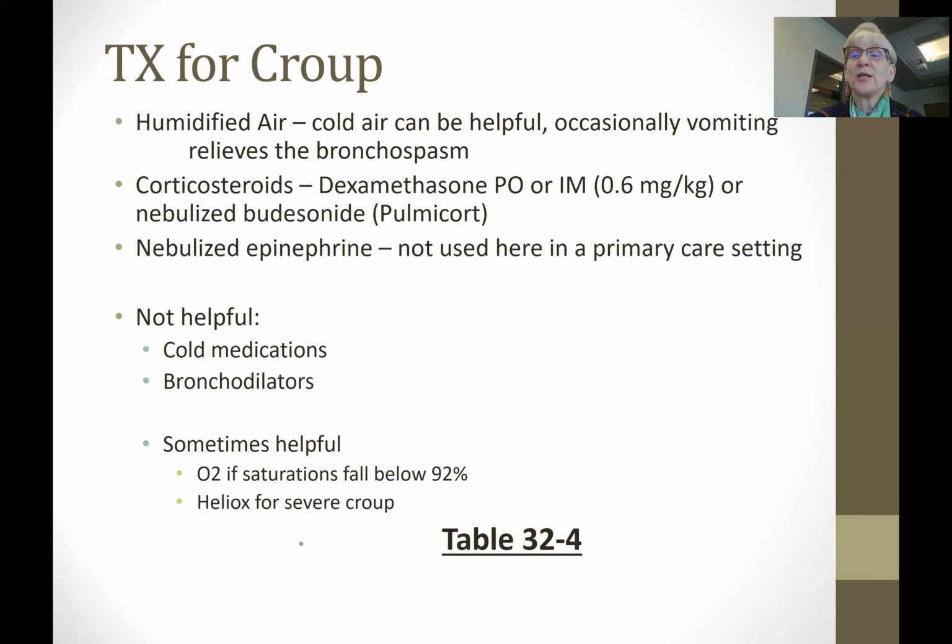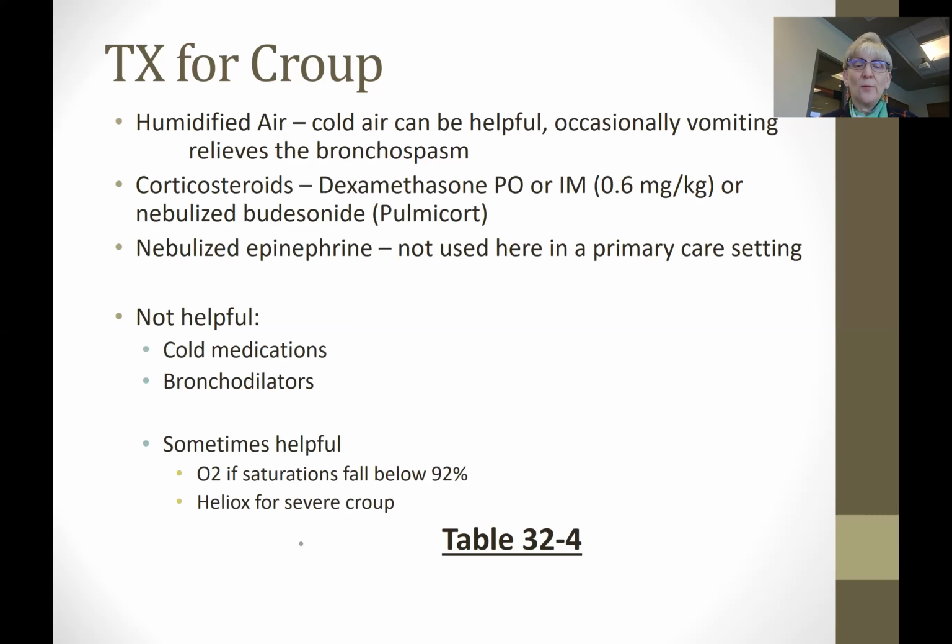Again, antibiotics are not going to touch this viral infection, but remember, it is an inflammation of the upper airway. So we're not going to do nebulized epi in the primary care setting. Sometimes albuterol helps if they've got a known history. Most of the time it doesn't, because albuterol is a bronchodilator. It's not going to help the trachea any. But sometimes with those kids with known issues, sometimes it helps, sometimes it doesn't.